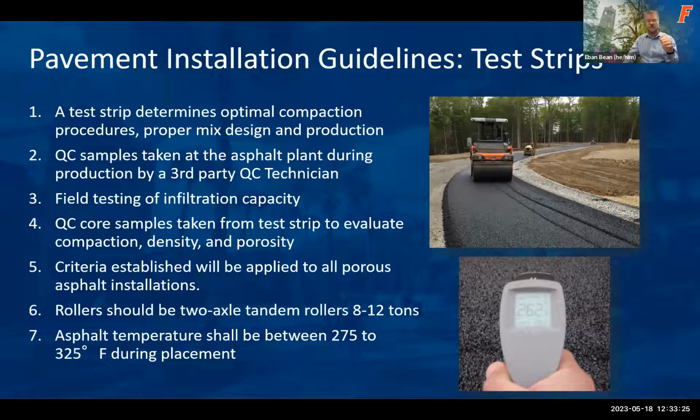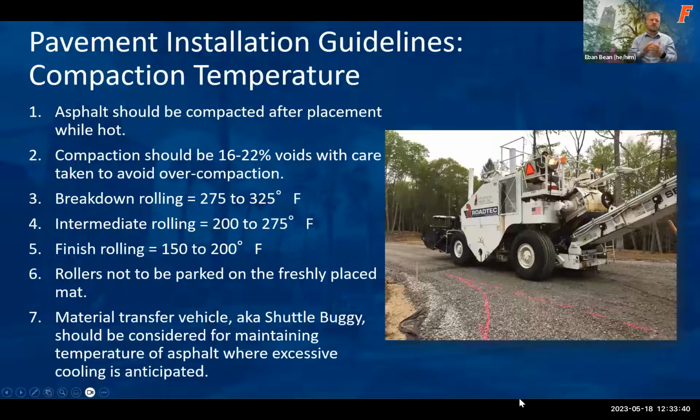Typically, the asphalt that goes down you want to be between 275 and 325. Notice the temperature on the right is not in that range, and this is because it has cooled slightly during the installation. But this is where the rolling and other types of finishing can happen during the installation process. So you want to compact that asphalt while it's hot. And the compaction should leave about 16 to 22% void space after that asphalt has been compacted.